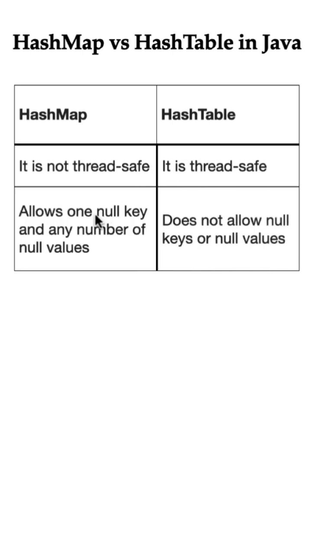Next, HashMap allows one null key and any number of null values. On the other hand, HashTable does not allow null keys or null values at all.